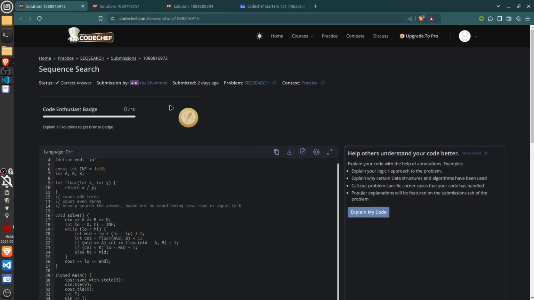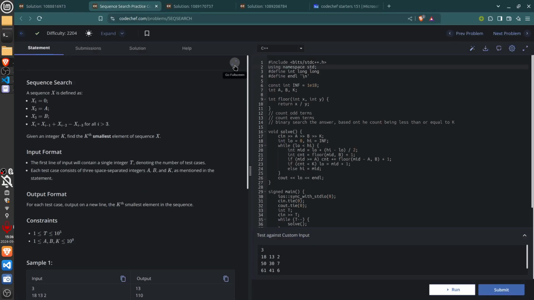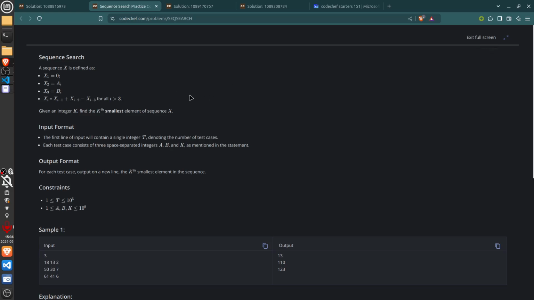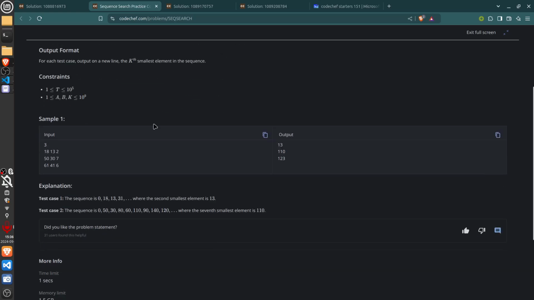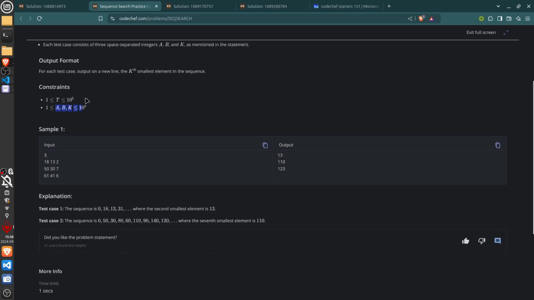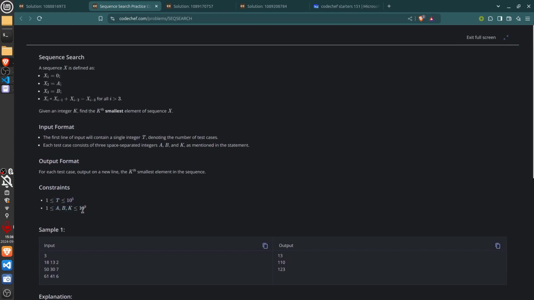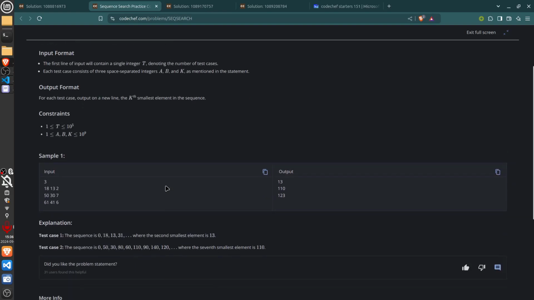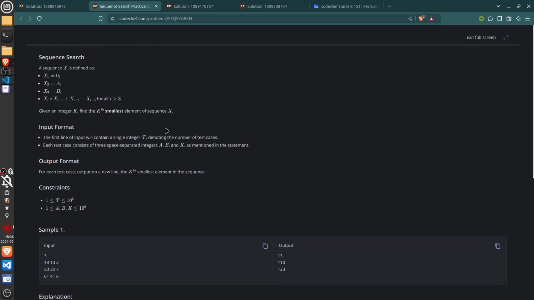Let's go to the second problem. So the second problem is sequence search. It gives you a sequence, and it wants you to find the k-smallest element of sequence x. You can see it can go real large. So yeah.